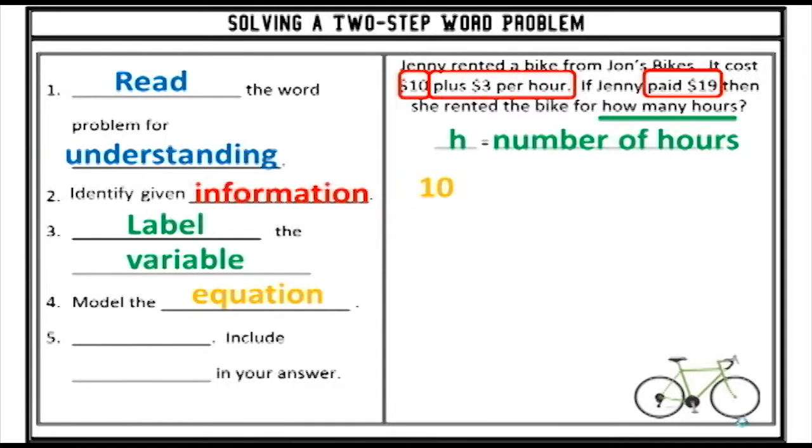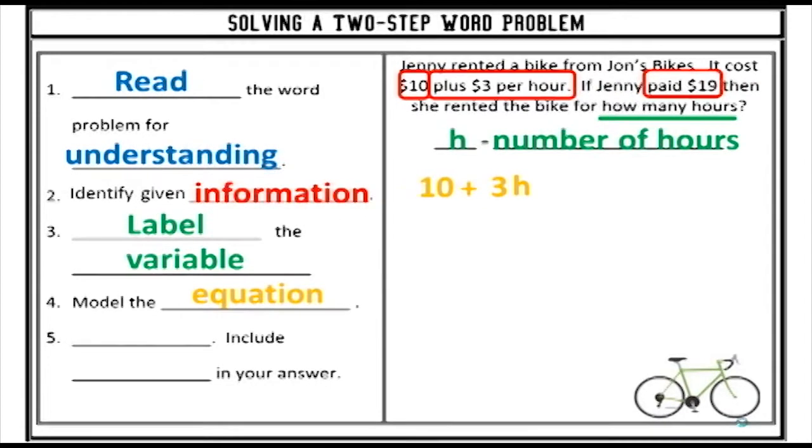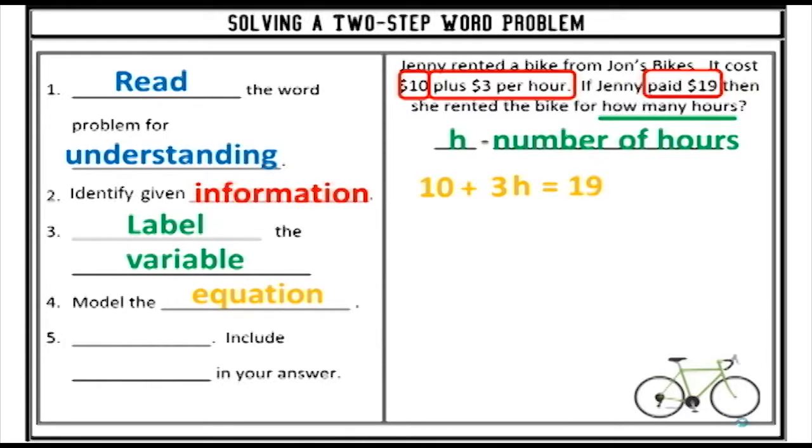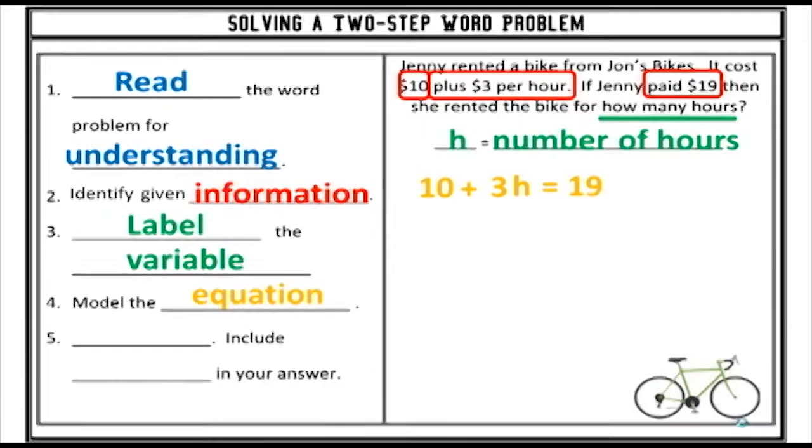How do I say per hour? Again, per rates. That sounds like a multiplication situation. Per hour. Well, I know H is number of hours. So instead of saying 3 sets of hours, I could say 3H mathematically. I said that paid, final amount, total, all of those tend to hint at a value linked to the equal sign. So I have a total equation of 10 plus 3H equals 19.